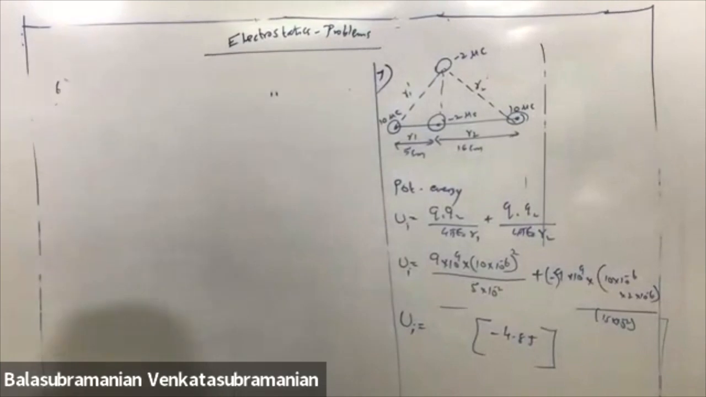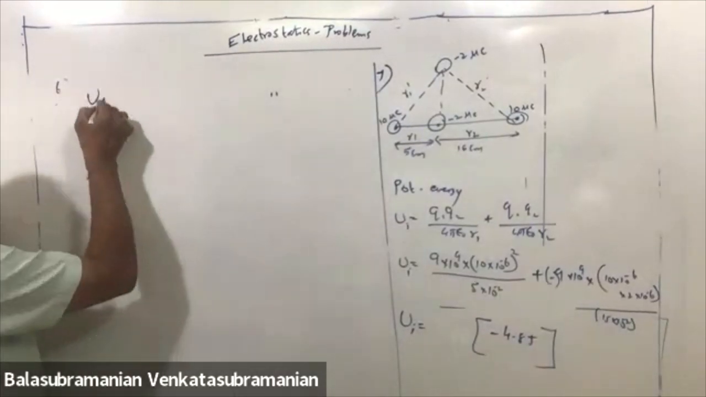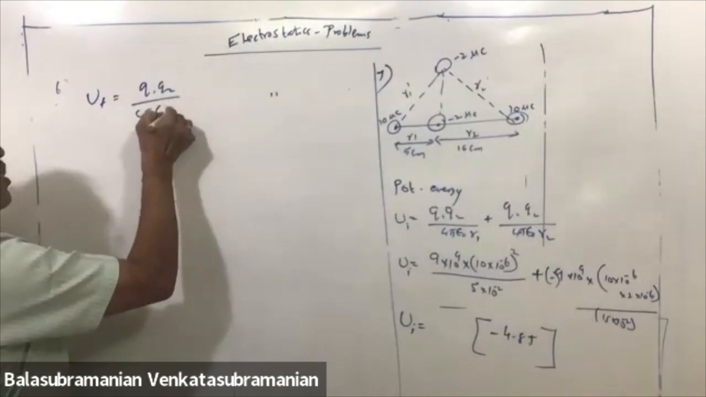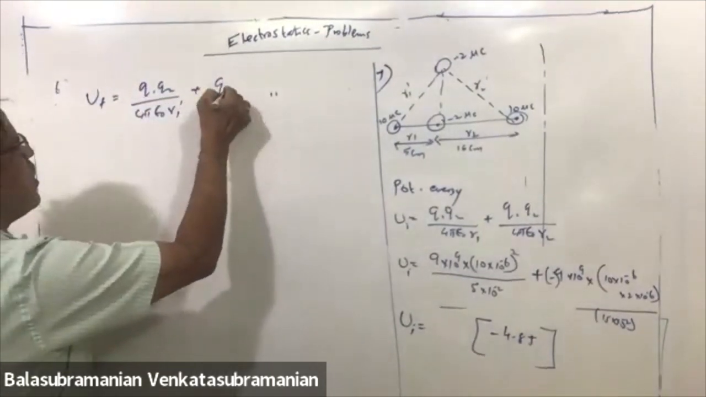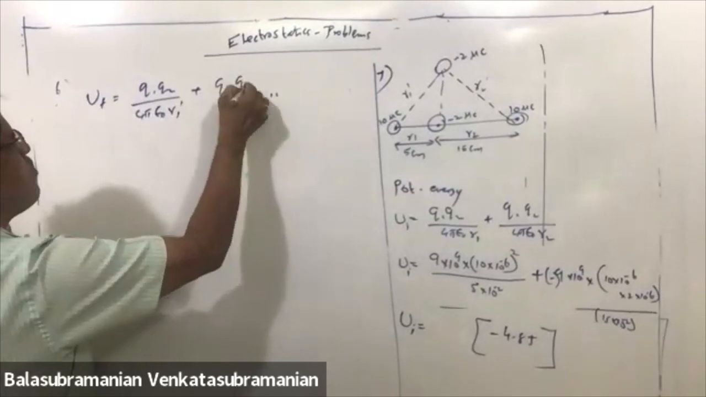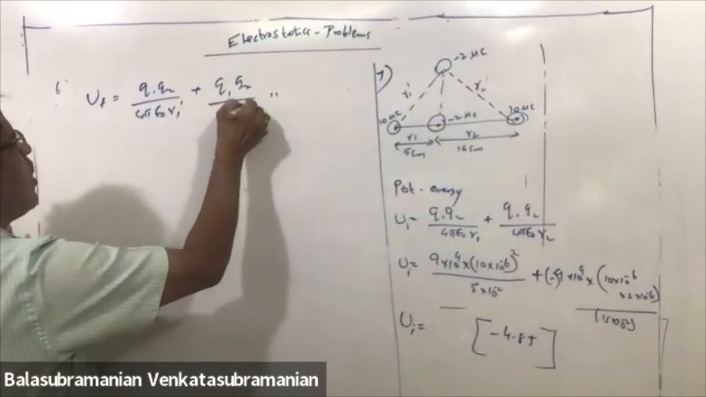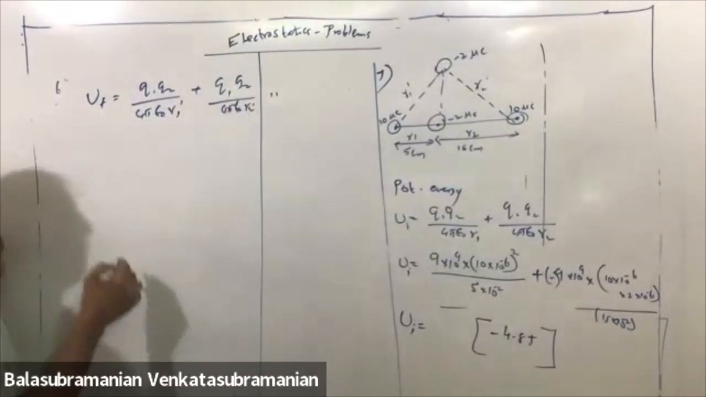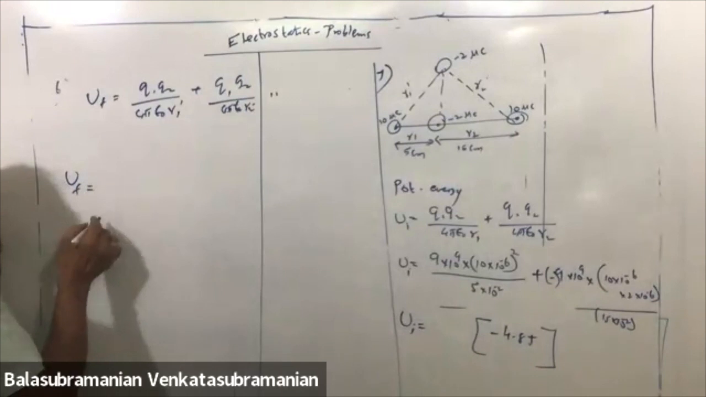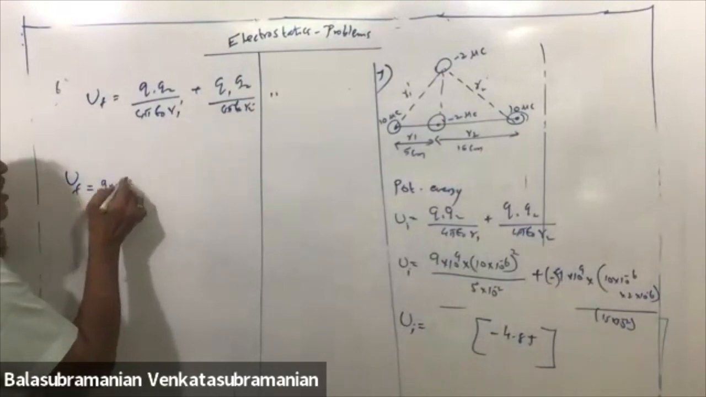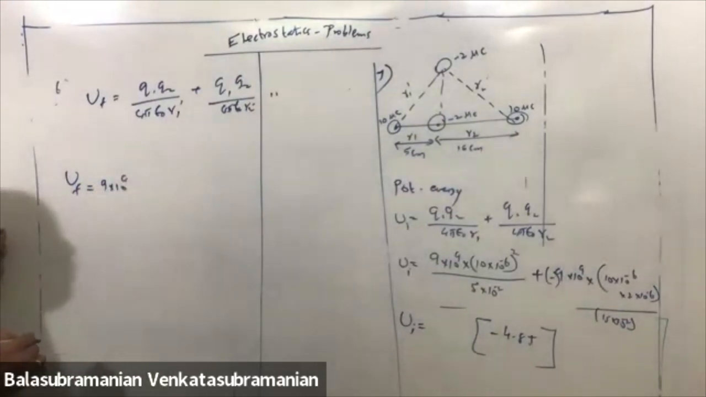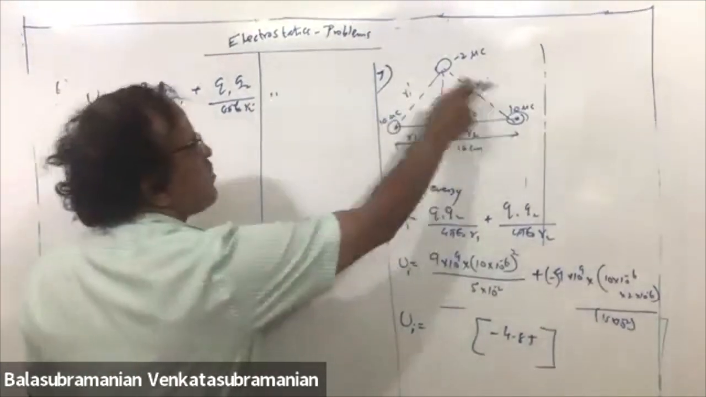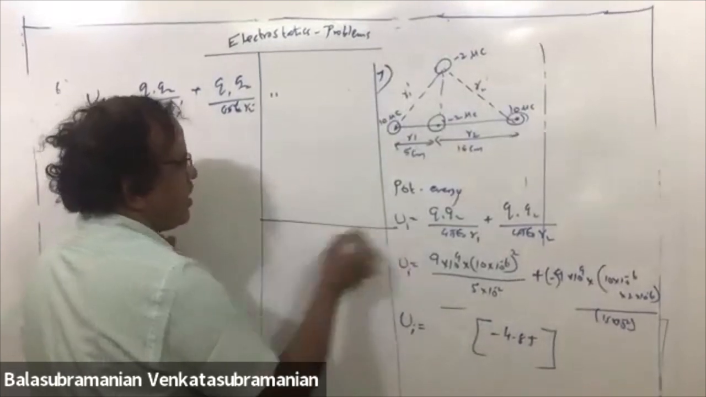Final potential energy UF is Q1 Q2 by 4 pi epsilon naught R1 dash plus Q1 Q2 by 4 pi epsilon naught R2 dash, where 1 by 4 pi epsilon naught is 9 into 10 power 9. R1 dash and R2 dash we have to calculate. How will you calculate that?